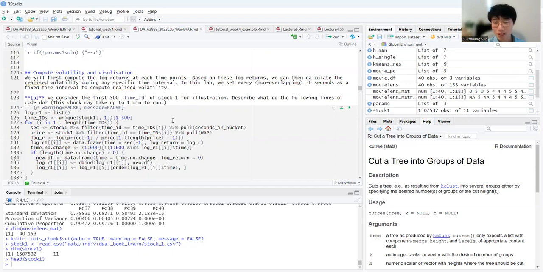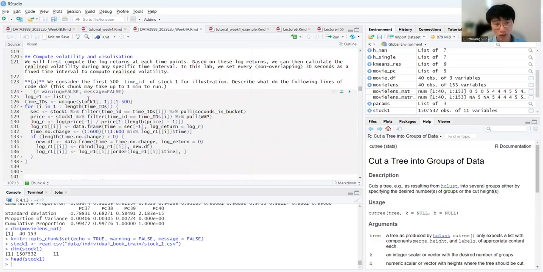Okay, so remember I said for stock 1, we have around 3,000 time IDs, meaning that it has around 3,000 different 10-minute time intervals. So we look at only 500 of them. We just extract the first 500 time IDs for stock 1. Actually this is to create a list so that we will store all the results in this list. And this line is to extract the time IDs of stock 1.